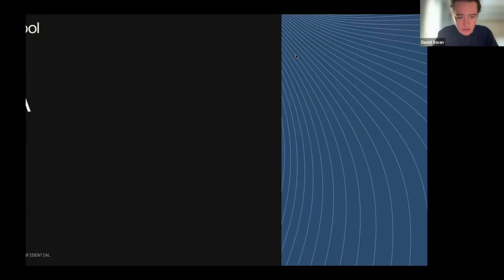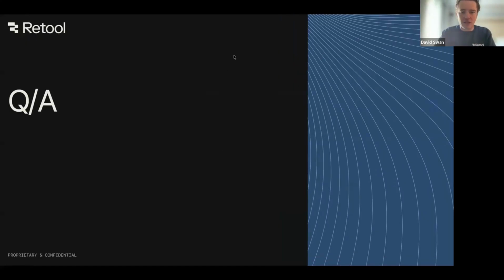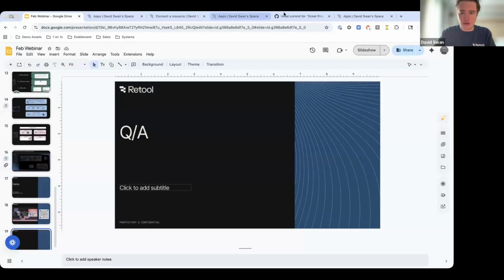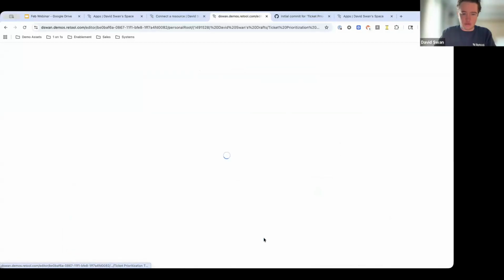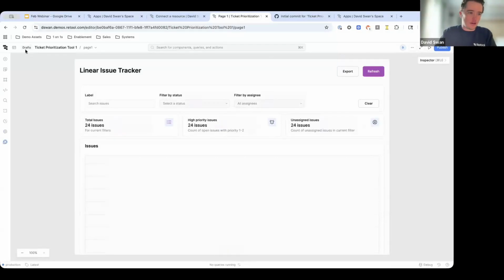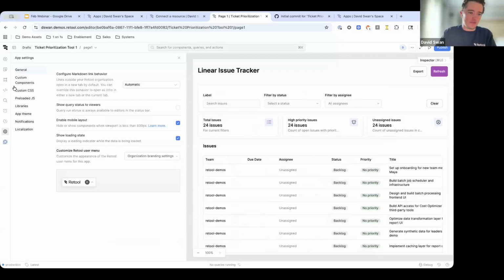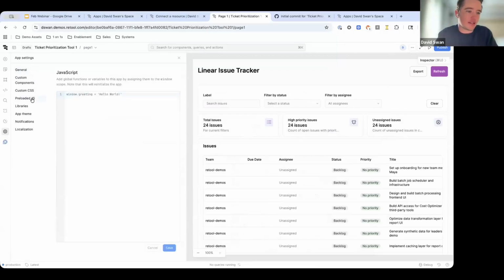There was a question about UX and design. And that is really exciting too, because one of the things that Retool has always been known for is how can we use your existing libraries and your existing best practices. And so if I jump back into our demo here and we go back into our ticket prioritization tool and edit it, you'll notice on the left here, we have preloaded JS and preloaded CSS.